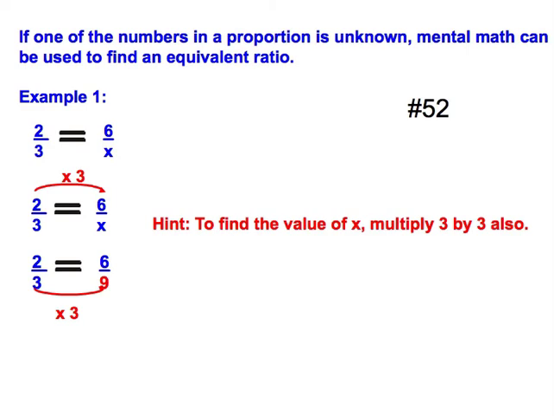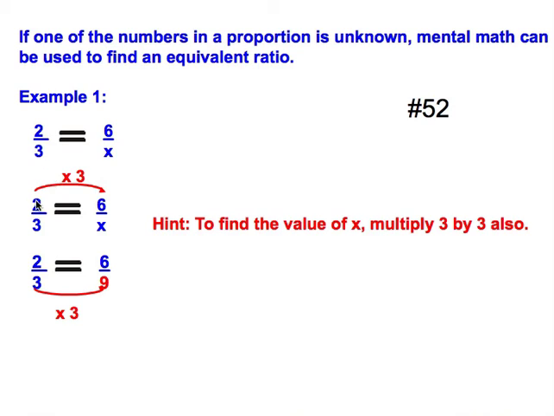So here we have a proportion, but we're missing one of the numbers. So we have 2/3 equals 6 over some number. Just like with equivalent ratios, we can do this one of two ways, either equivalent ratios or cross product. So we're going to show you the first way first, equivalent ratios.